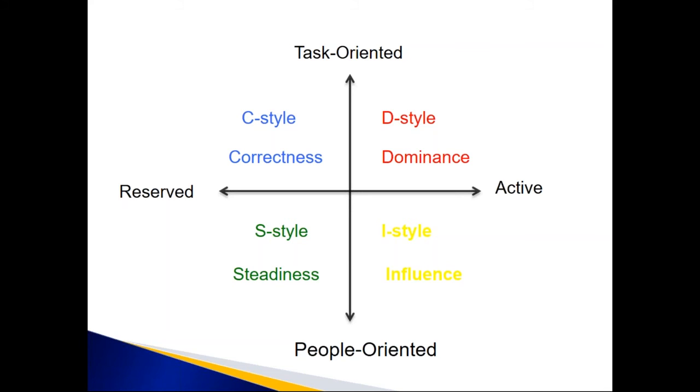So if you look at the slide here, it shows task-oriented. So the top half, the C's and the D's, are going to be focused more on tasks. And then if you look on the left and the right side, as you're facing it, they're going to be active. The dominance and the influence are going to be active. And then the C's and the S's are much more reserved.